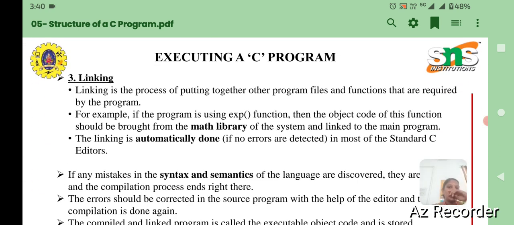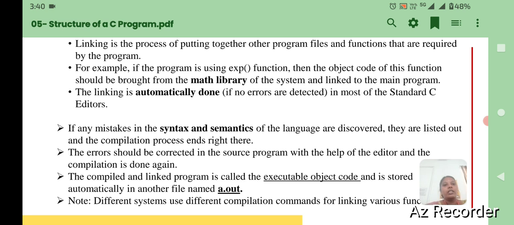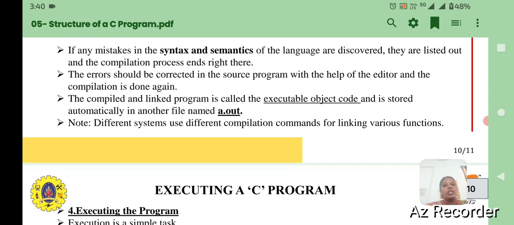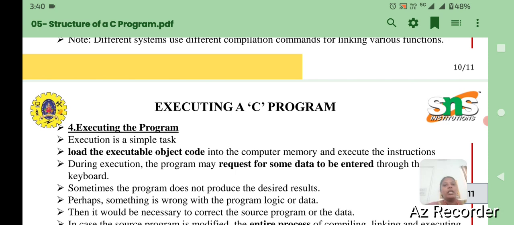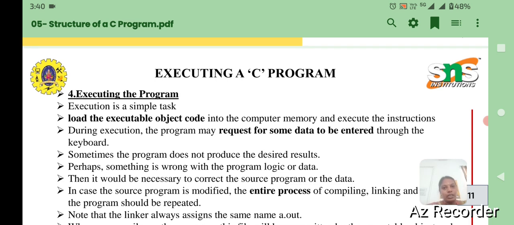Then in the linking step, other program files and functions required by the program are put together. If there are any mistakes in the syntax and semantics of the language, they are listed out, and the compilation process ends right there. Once the compilation is completed, execution is a simple task. Load the executable object code into the computer memory and execute the instructions.